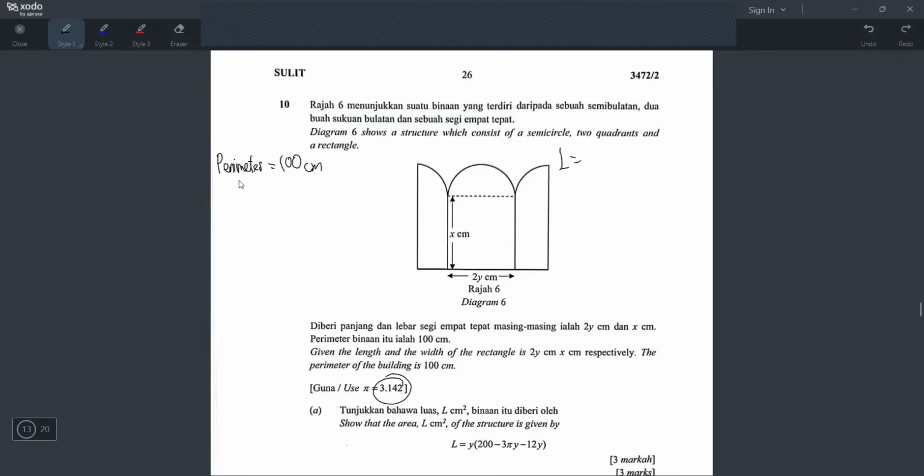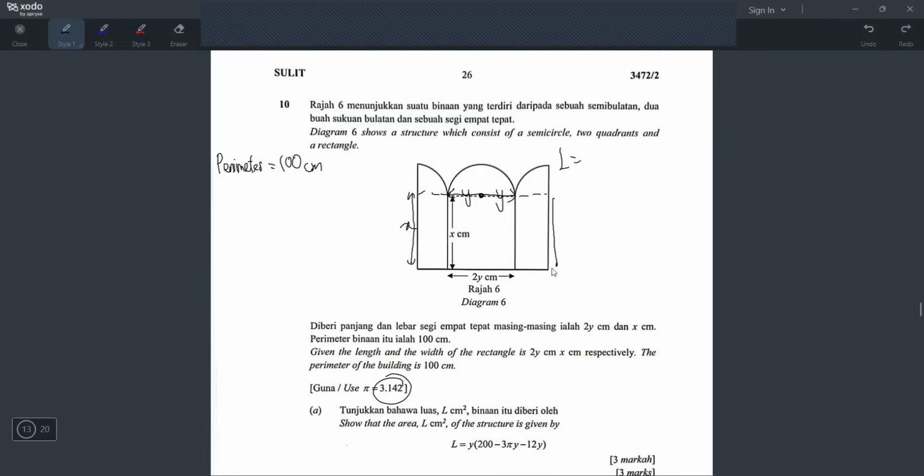So how do we find x from here? Okay, perimeter means all the sides add together, right? So we already know this length is x. So what if I draw a line across like this? The 2y here is also 2y. So what is the radius of the semicircle? It will be y, right? Because 2y divided by 2, it will be y here. Okay. And if this is x, from here to here also, here to here also, x, right?